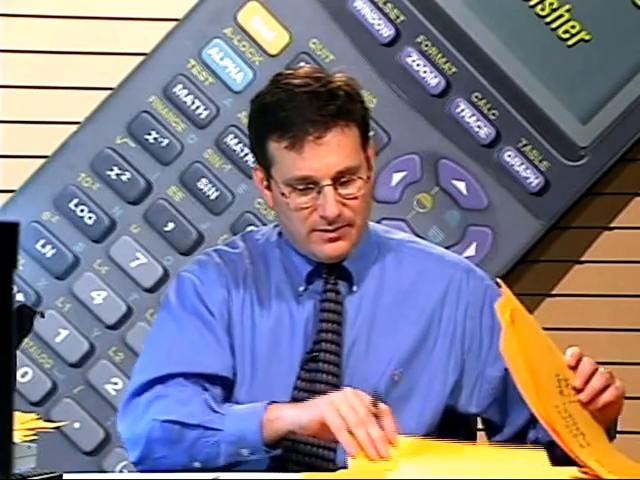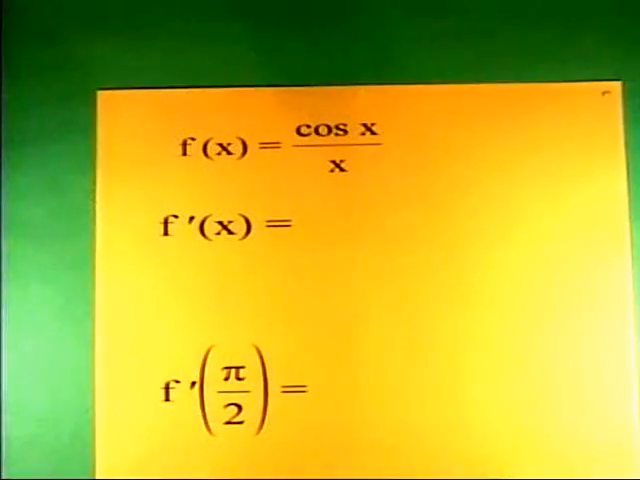Give me a medium-sized problem. Medium-sized problem, you got it. Okay. Here we go. We've got about 2 minutes. f of x equals cosine x over x. Find f prime of pi over 2, no calculator. All right, differentiate that.